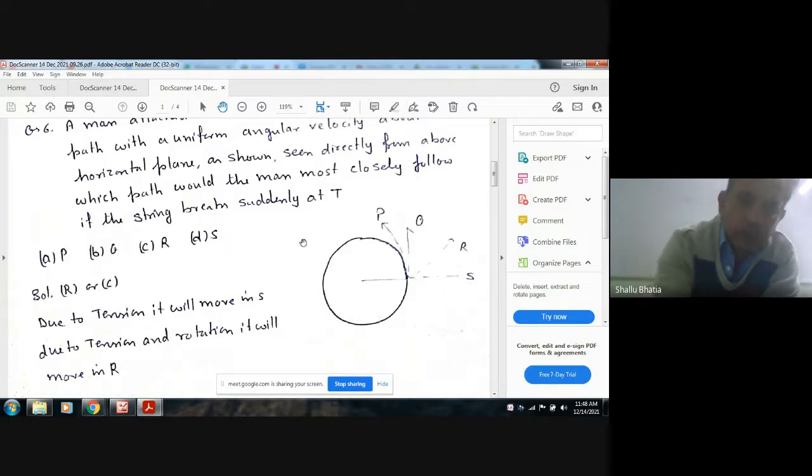When that rope breaks suddenly, then the tension is released from the rope thread. Then due to release of this tension, the force will be in this direction, opposite to tension. Initially T was there, but now T is released, so that will go in this direction.